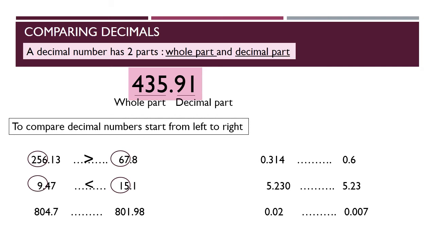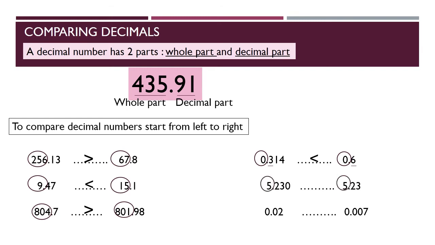The third one, 804 and 801. 804 is greater than 801. Here we have the same whole part, 0 and 0, so we move to the decimal part. We have a 3, and in the second number we have 6. 3 is less than 6.